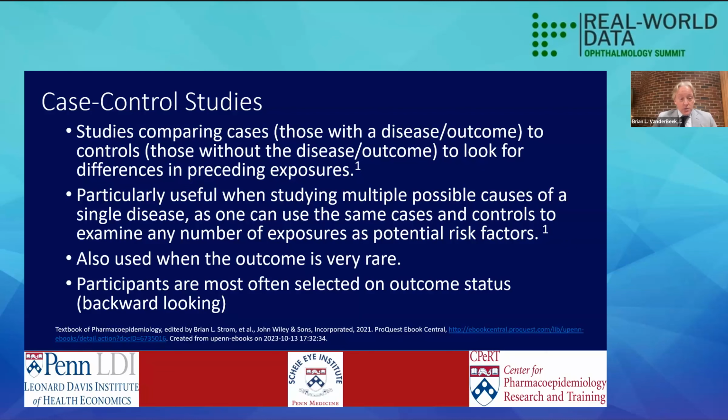So case control studies, this is the next type of study we're going to go over. This is comparing those with a disease or an outcome to those without a disease or an outcome, and you're going to look for preceding exposures. These are particularly useful when you want to study multiple causes of a single disease or examine many potential risk factors. It's also very helpful when the outcome is rare.